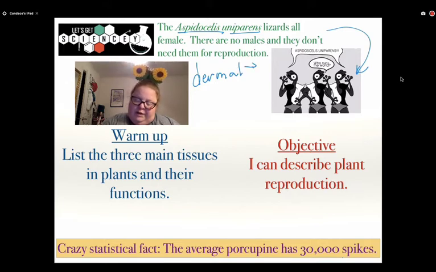Okay, and dermal tissue is for protection, and it goes along the outside of the plant, and it has a few functions. It secretes the cuticle.